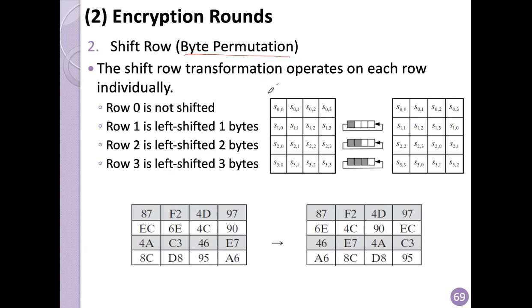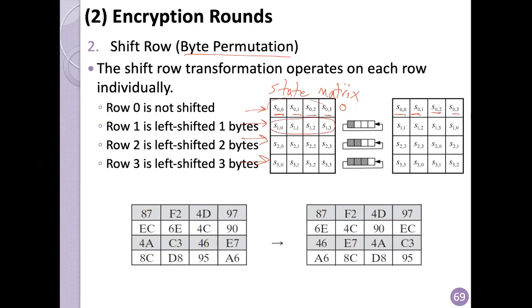This is again the state matrix we got. When we apply the shift row, every row is going to be shifted to the left some number of bytes. The first row is going to be shifted 0 bytes. So that's why we see S0,0 just appears here. S0,1 appears in the same place, S0,2 appears at the same place, and S0,3 appears at the same place.